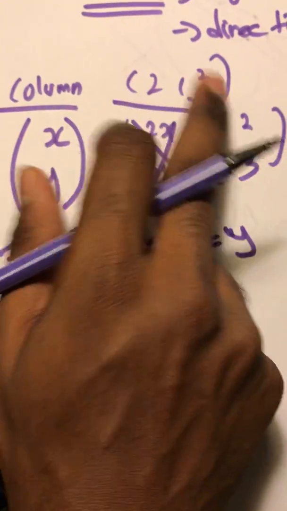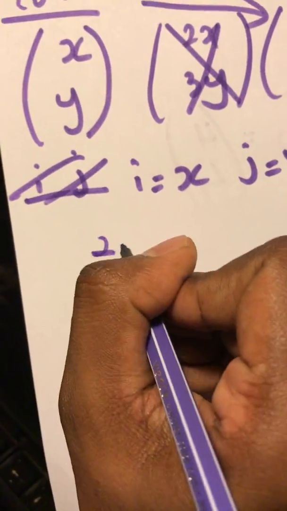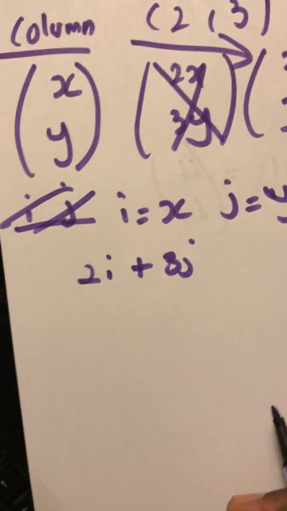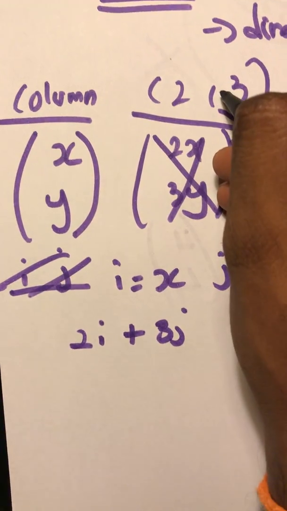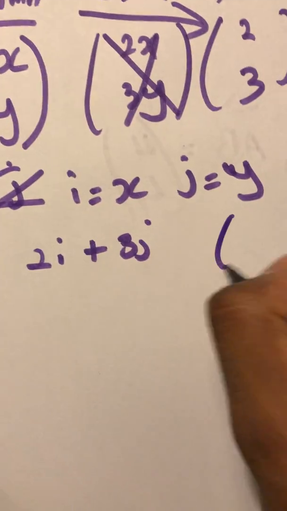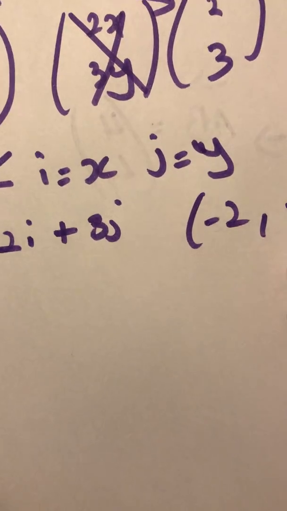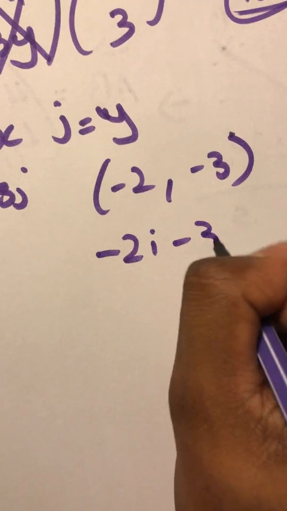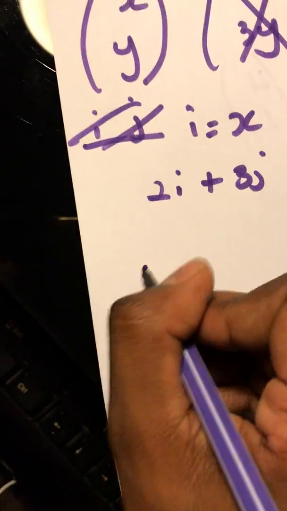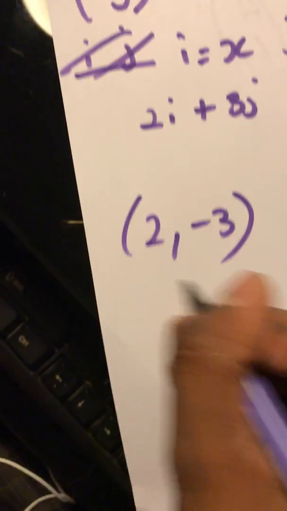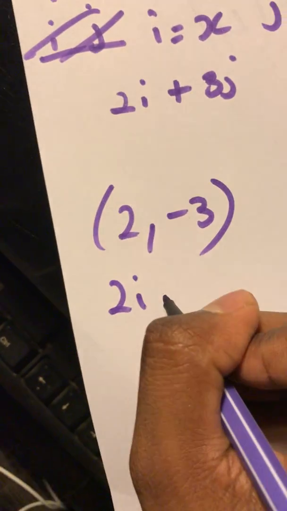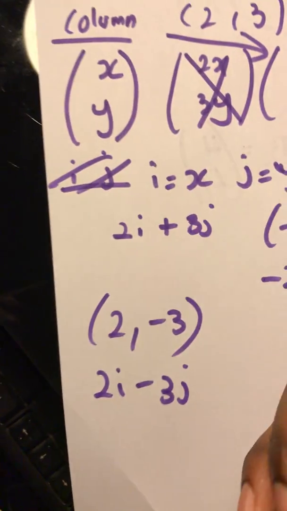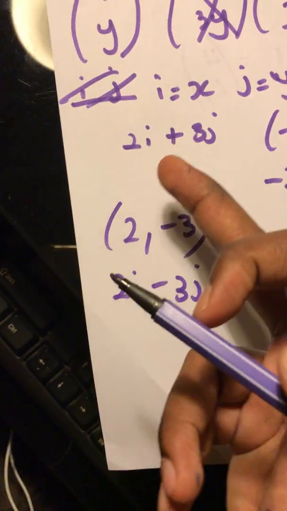So for this, if I want to write in ij form, I will write 2i plus 3j. You'll ask why plus, because this is positive, this is positive. What if I have negative 2 and negative 3? Same thing, negative 2i minus 3j. If I have 2 and negative 3, then we will write 2i, because this is positive, minus 3j. So that's the two important things you need to know: column vector and the ij form.